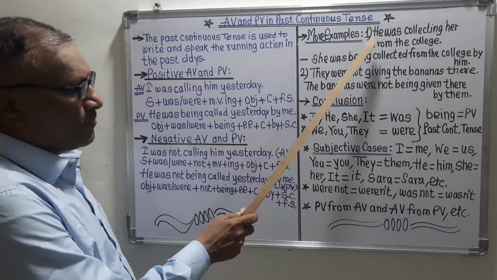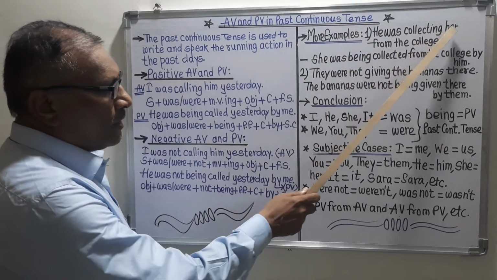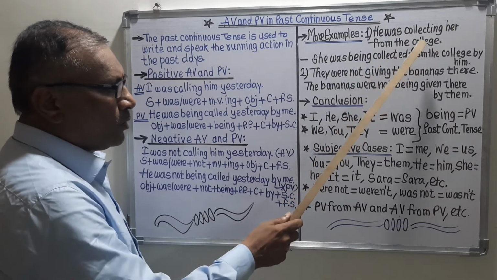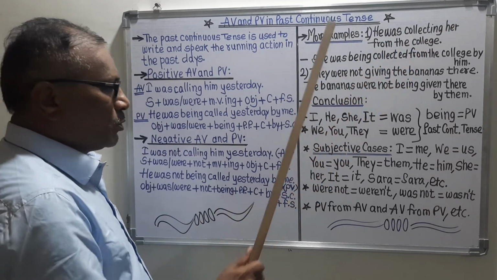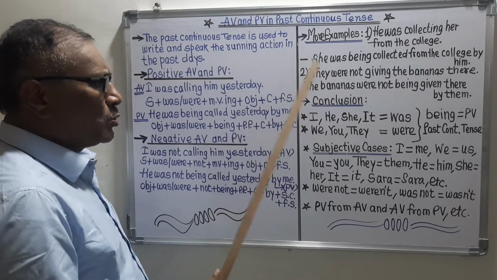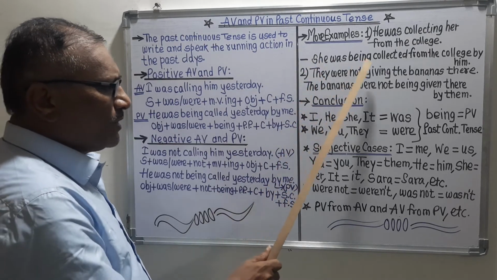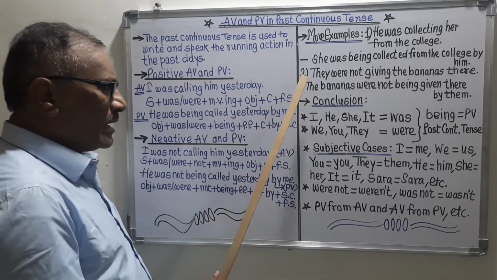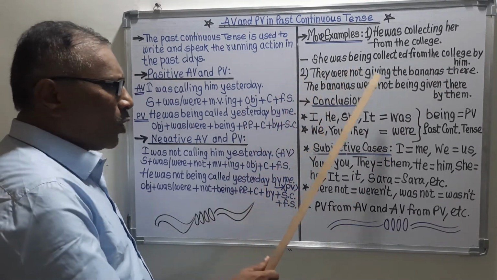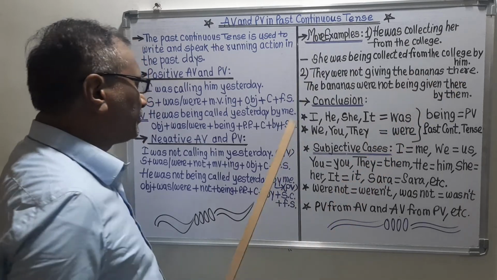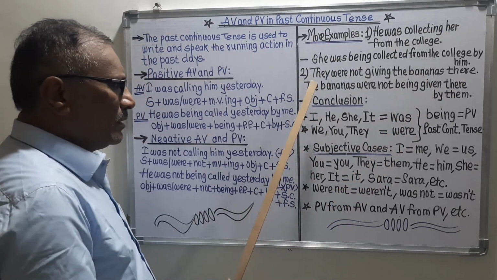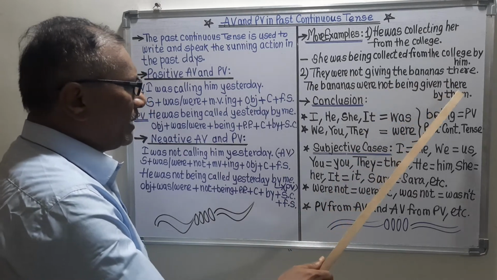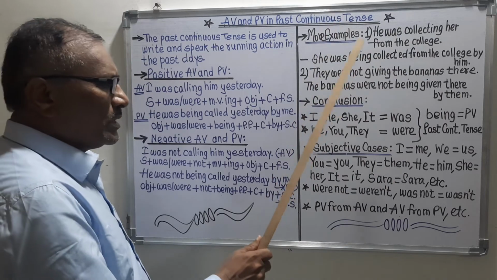So the first example is, he was collecting her from the college. This is the active voice. Now the passive voice is, she was being collected from the college by him. Then the second example is, they were not giving the bananas there. The answer is, the bananas were not being given there by them. So these are the two examples.